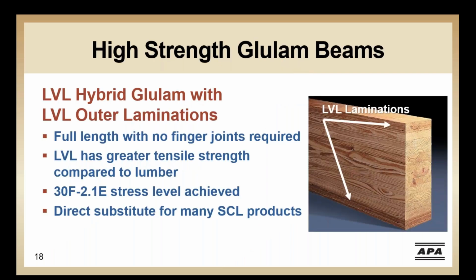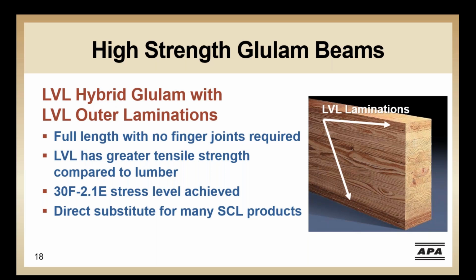In response to the high stiffness that was being produced by some structural composite lumber manufacturers, glulam manufacturers developed a high-strength glulam beam that married traditional solid sawn plies with high-strength LVL located in the outer plies, giving us the best of both the glulam and the LVL worlds.